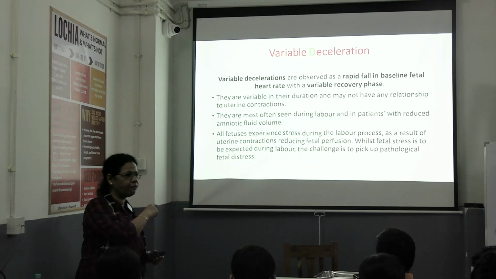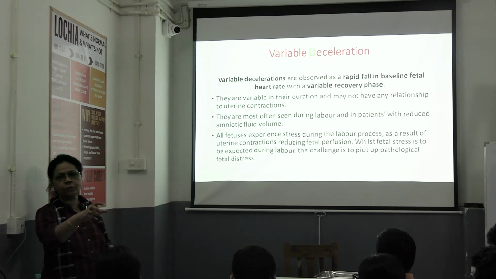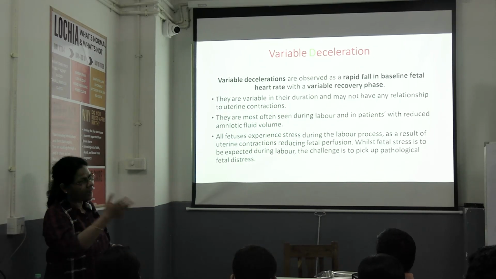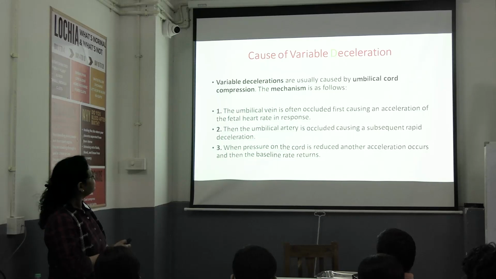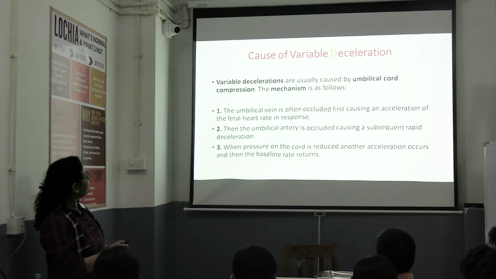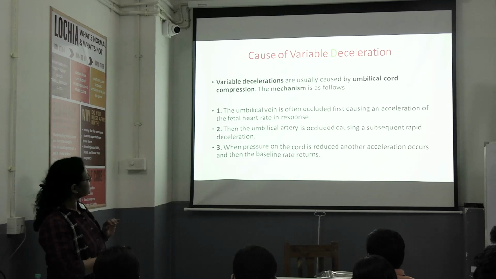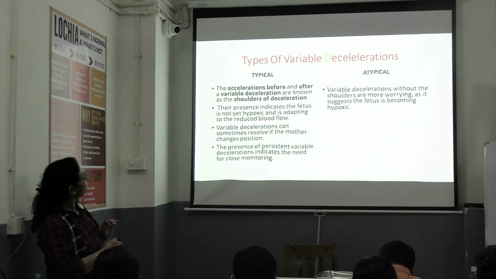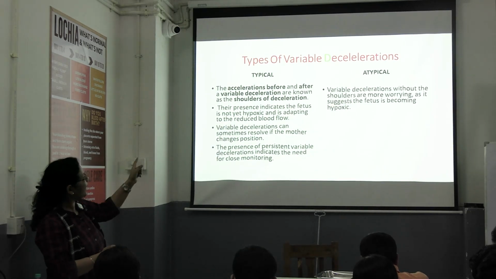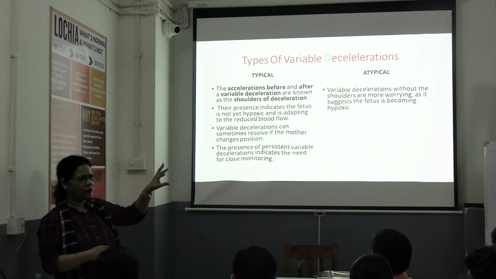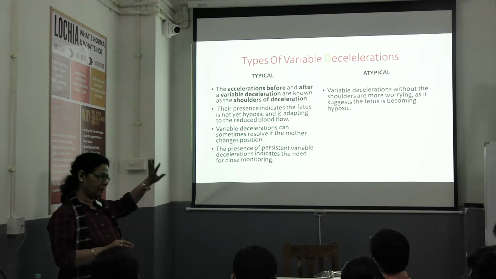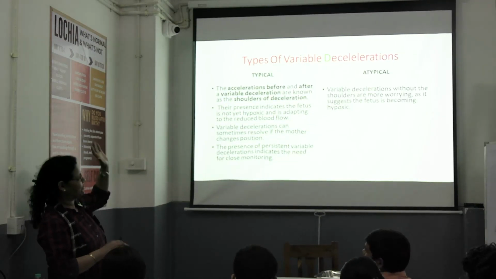When the fetus cannot fight, then is the time when the obstetrician has to fight and take out the baby. The cause could be umbilical cord compression. So this is the reason for variable deceleration. Types of variable are typical and atypical. This is slightly complicated for you. You can skip this part.